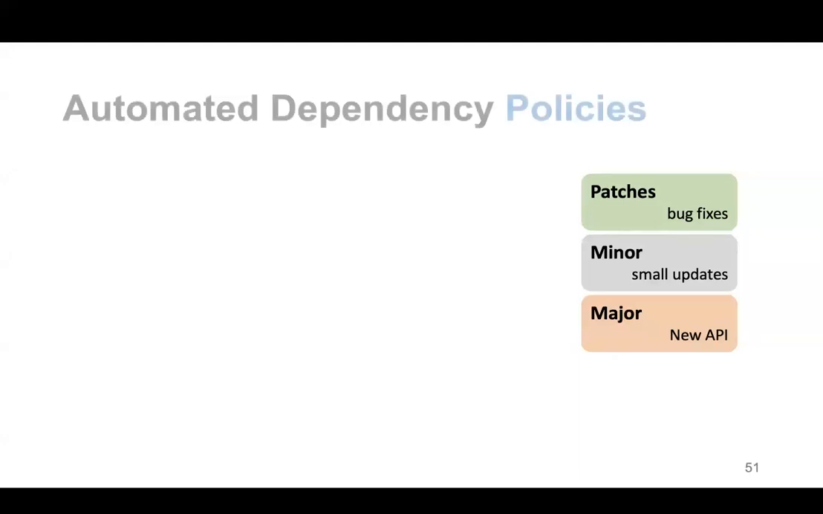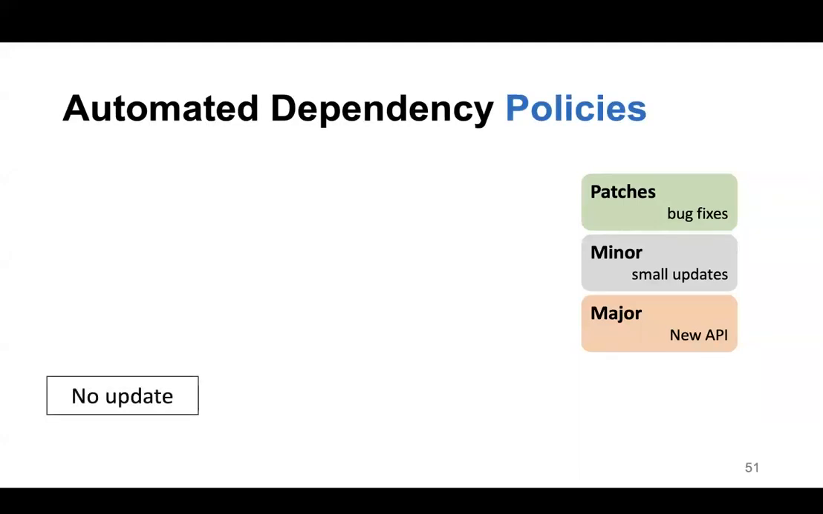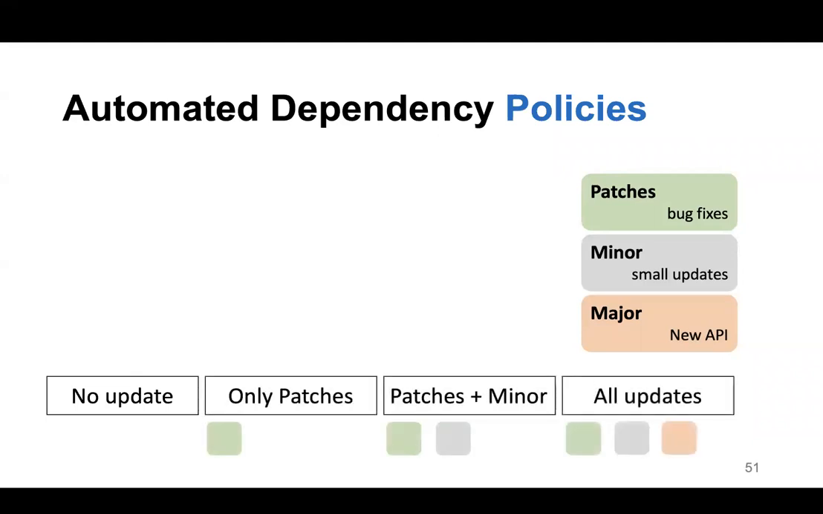All right, so that means you can have the policy of no update at all. That means I don't care to update the library. You can have only patches and minors, or all updates, which is a spectrum of trust here. No update means you don't really trust that any update is going to benefit you, or it may even break your code. With all updates, you trust so much that you're willing to go and fix your code whenever a major update comes through.